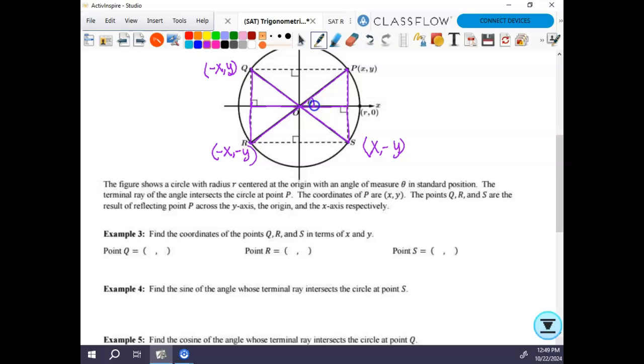And then all these angles would actually be the same as well, right? So just think about the triangle itself kind of getting reflected. And then we're going to look at example 4.